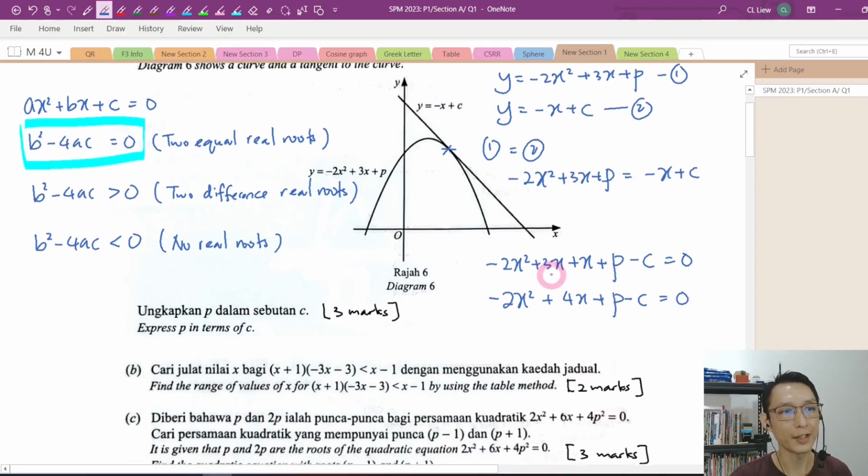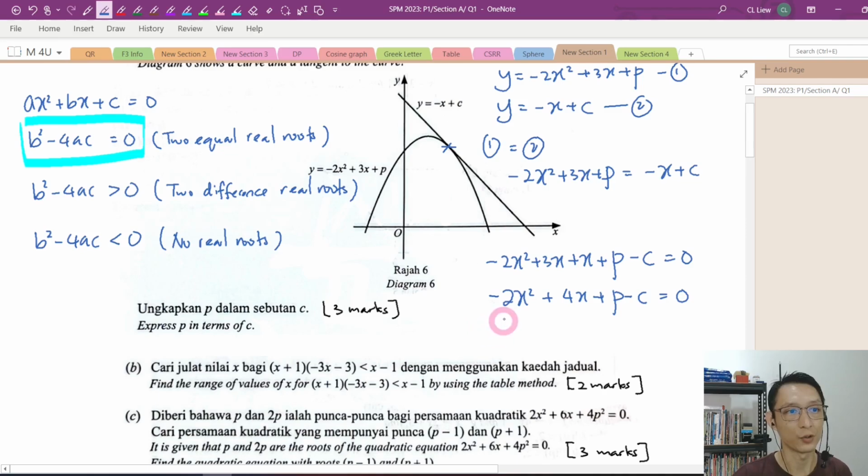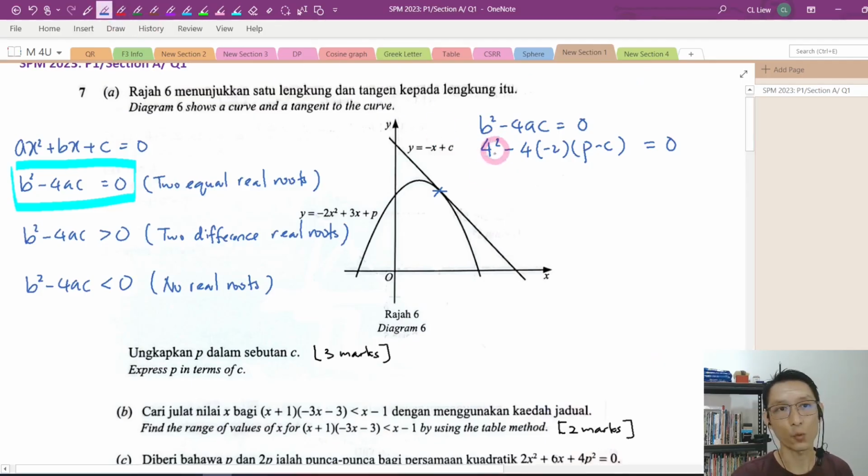Now, b squared minus 4ac is equal to 0. So the b is going to be 4. 4 squared minus 4a c, this whole thing is equal to 0. 4 squared, you will get 16. Negative, negative become positive. Okay. So 16 plus 8p minus 8c is equal to 0.